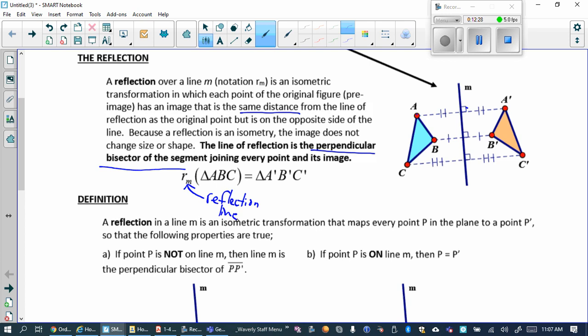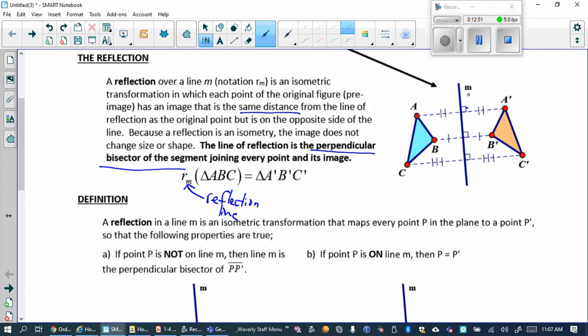As you can see, that reflection line they've called line M. Sometimes it's going to be the line x equals 2, so it will be R subscript x equals 2. Or the y-axis, so it will be little r subscript y-axis. Just to tell you what the reflection line is. In this case, triangle ABC gives you A prime, B prime, C prime.